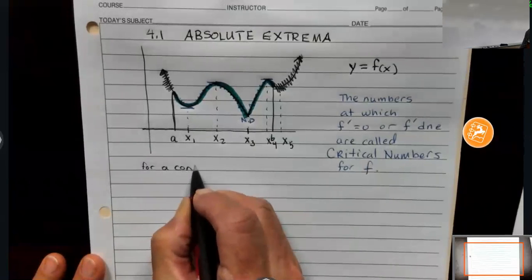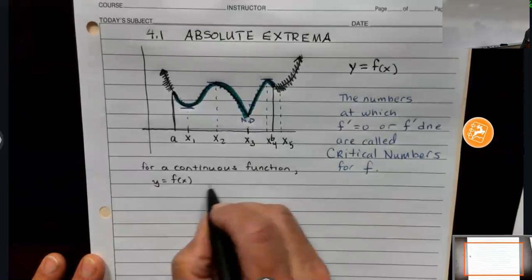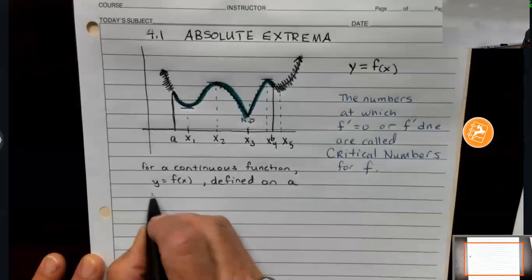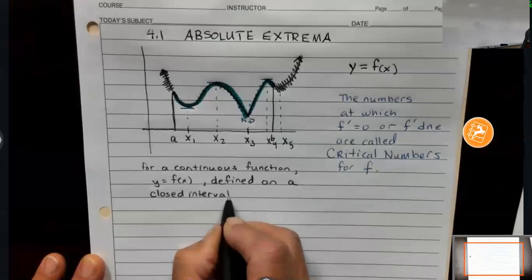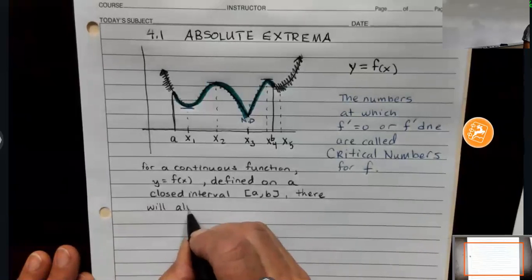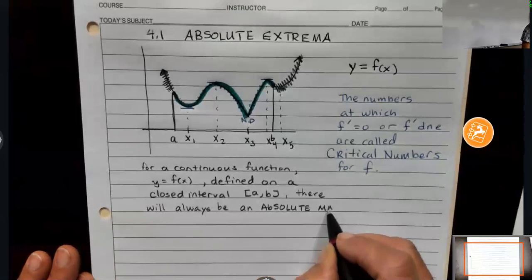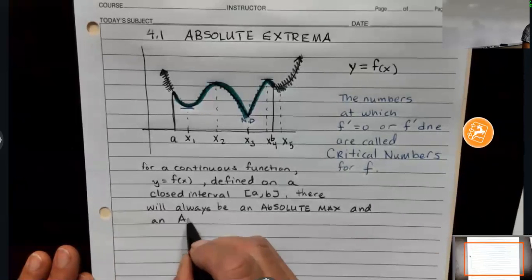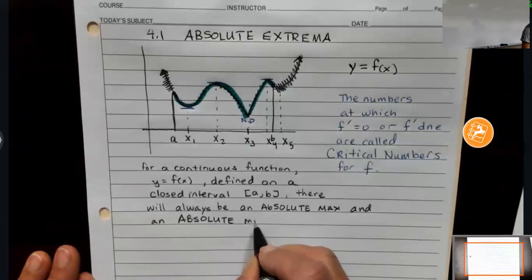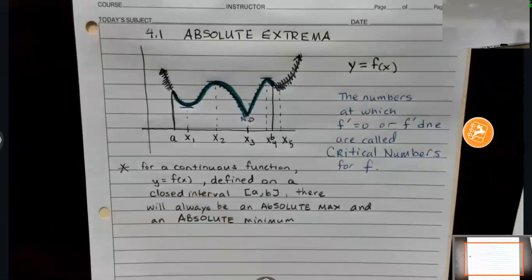So for a continuous function, y is equal to f of x, on a closed interval from x is A to x is B, there will always be an absolute maximum and an absolute minimum. You're guaranteed that. And how we find them is going to be relatively easy.